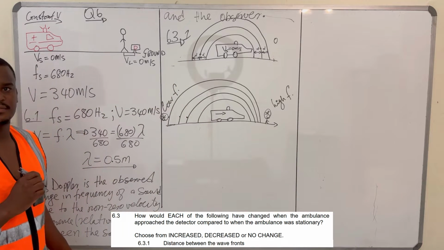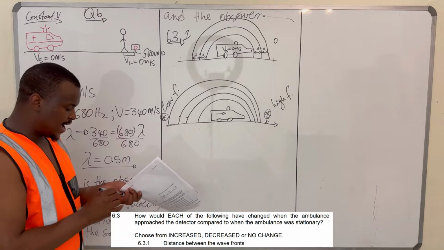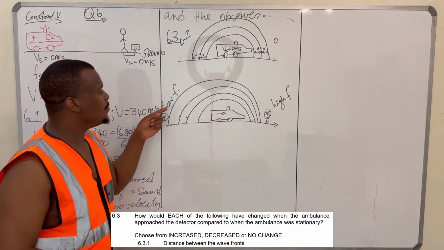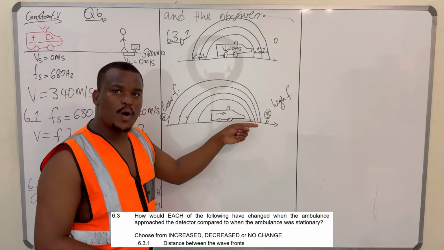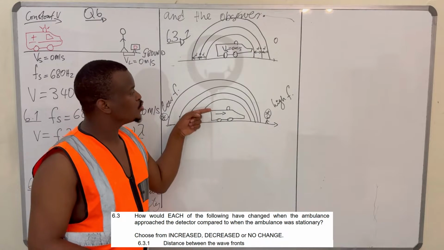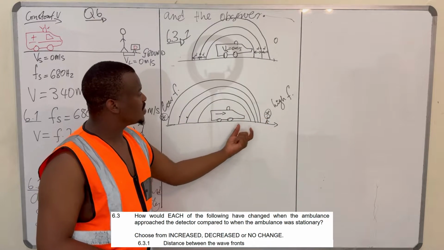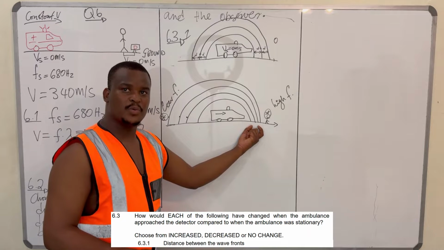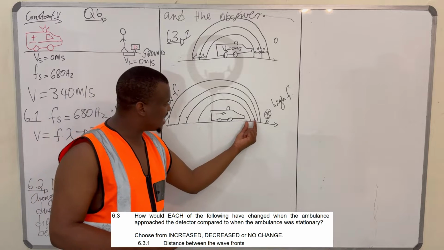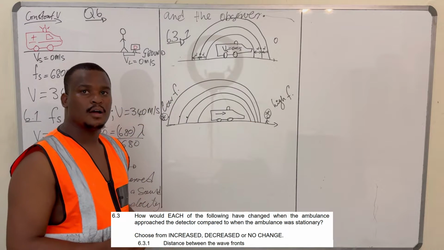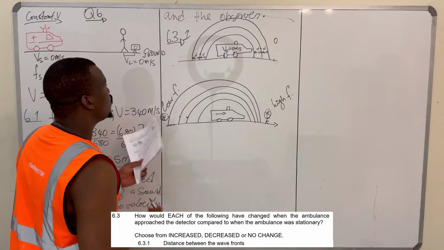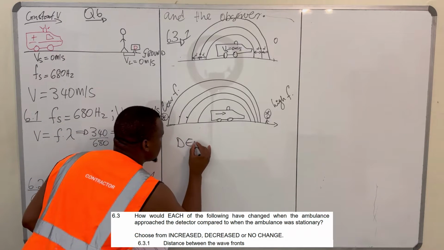That's what happens. So, in our case, the ambulance was moving towards the observer, because our ambulance is the source of sound. So now the distance between the wavefronts in front of the ambulance will be smaller. So from this case, we'll just choose decreased here.